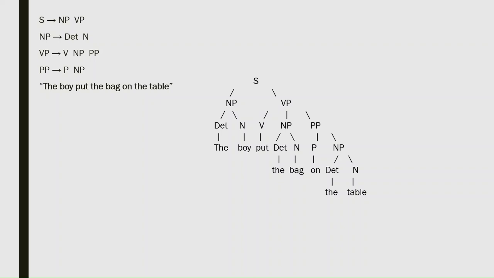So sentence is noun phrase and verb phrase. Noun phrase is again divided into determiner and noun. Verb phrase is verb, NP and PP. So put will come as a verb. NP again you can divide as determiner and noun, so the bag will come. Then PP can be P and NP. So P can be a preposition, on, and then again determiner and noun, the table, can come. These leaf nodes are the terminals. The boy put the bag on the table.